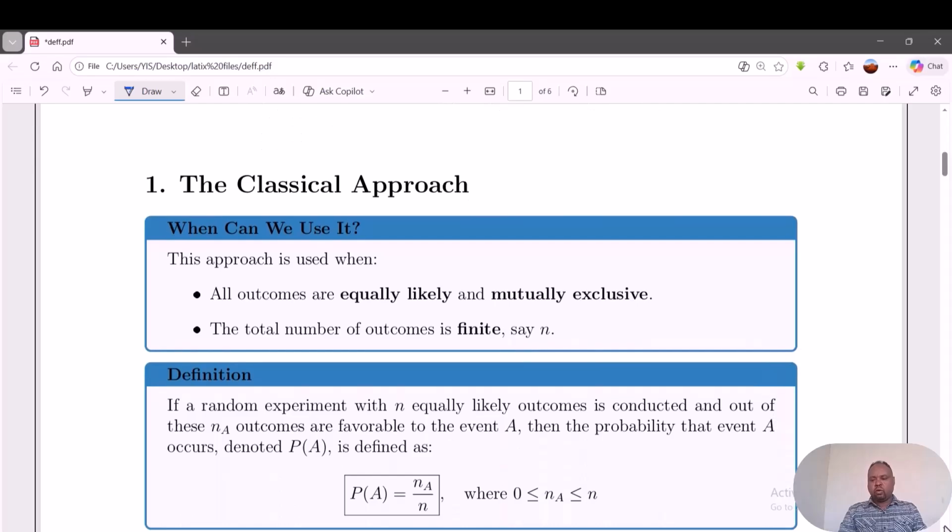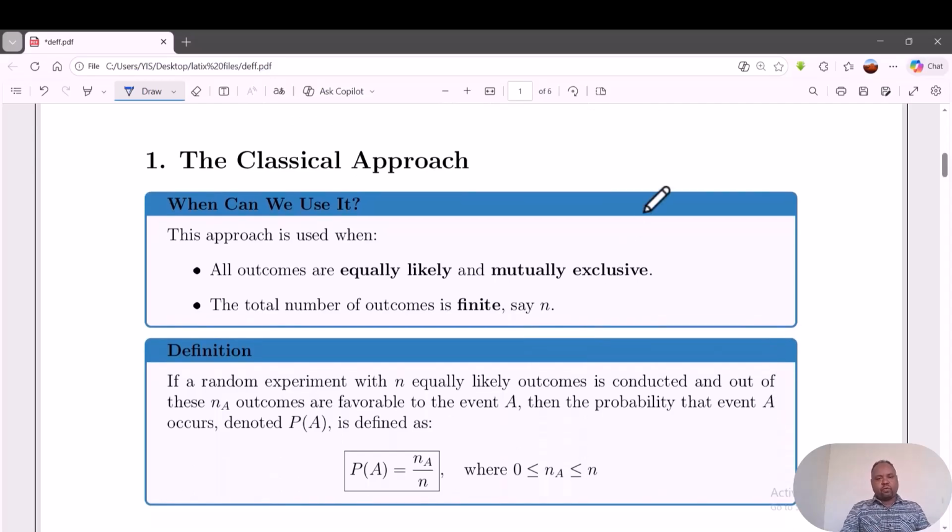So, what is the classical approach of defining probability? When can we use it? The classical approach is used when all outcomes are equally likely and mutually exclusive, and the total number of outcomes is finite. Under this condition, defining probability using the classical approach is appropriate.